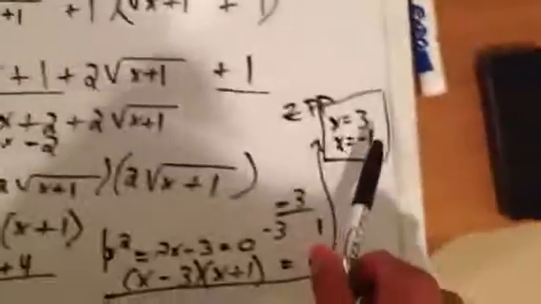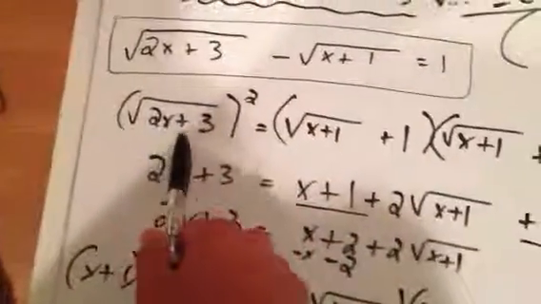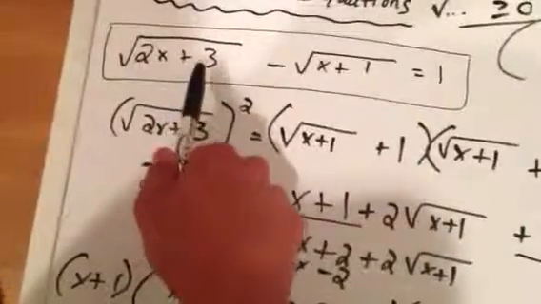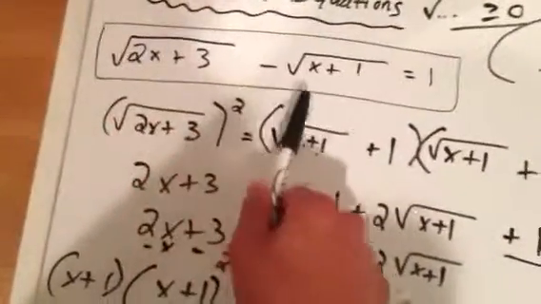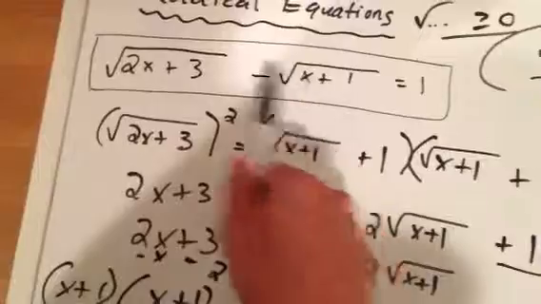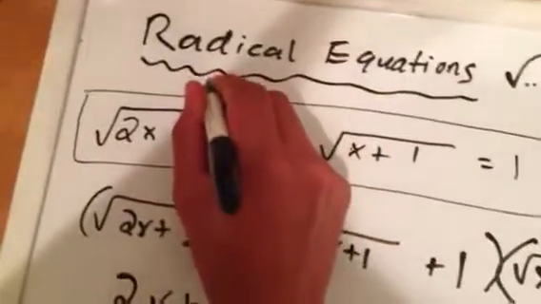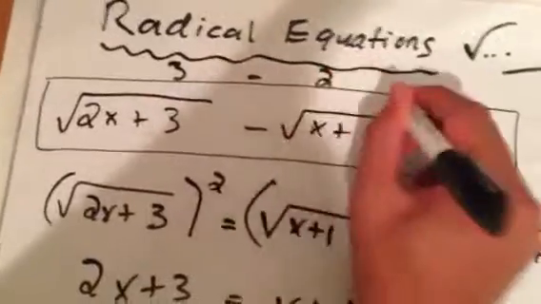So if we sub in 3, and let's go back here actually, 2 times 3 is 6. 6 plus 3 is 9. What's the square root of 9? 3. I sub in 3 plus 1 here, 4. That's 2. 3 minus 2 equals 1. And just so you don't forget, you should show that it works.